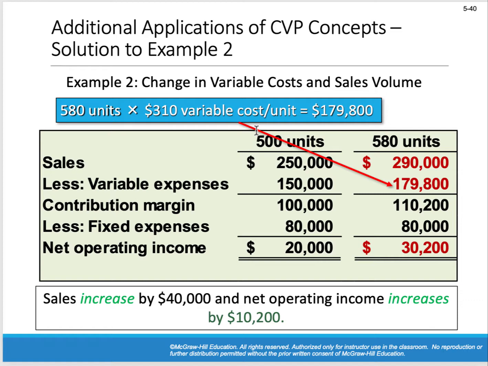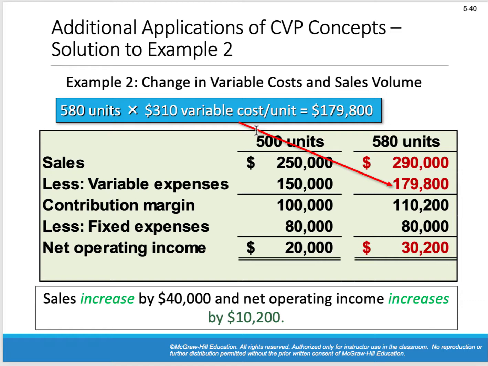We need to first calculate, what are our new sales? Well, that's easy. 580 units times a unit selling price of $500 gives me $290,000. So sales here increased by $40,000, right? It was $250,000. Because we sell 80 more bikes, we obviously have higher sales volume. We have $290,000. Now we need to calculate the new variable expense.